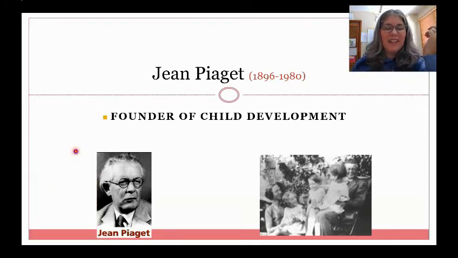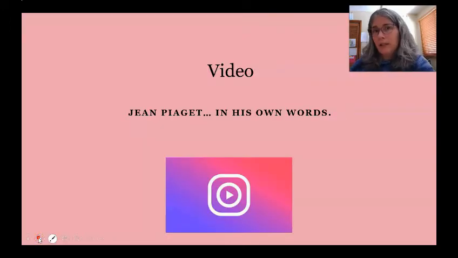So, he started off studying albino sparrows. And then he found that children were so much more interesting to study than animals after he got married and had 3 little girls. His studies of children became so expansive that he earned this prestigious title, Founder of Child Development. Let's hear a little bit about what he thinks about learning in his own words.